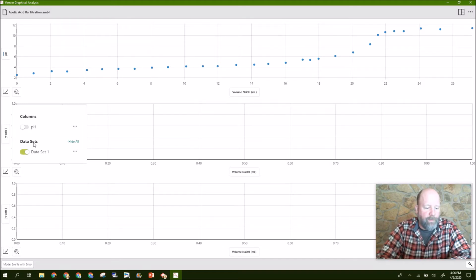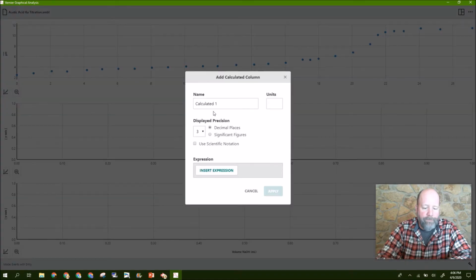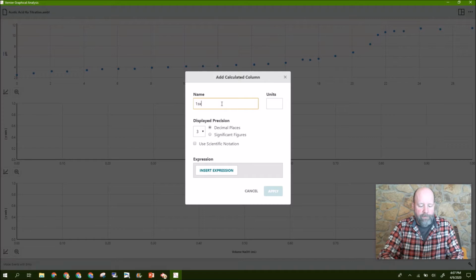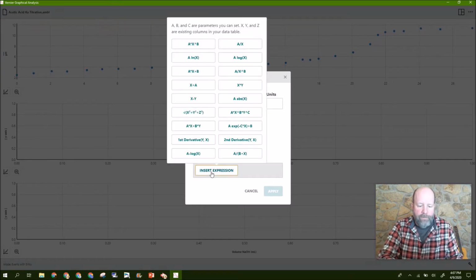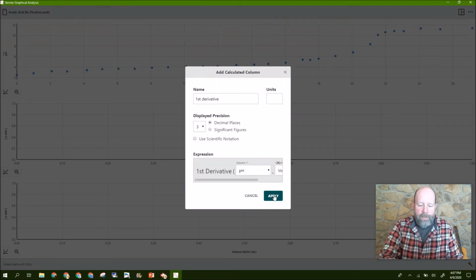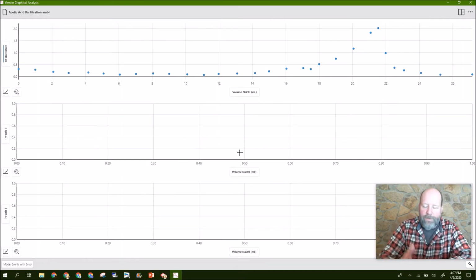So I want data set 1. So I clicked on this y-axis button here, and I don't want pH. I want a new column. So I'm going to add a calculated column, and I'm going to call it first derivative. And I'm going to insert the expression, and it's got this built in, so I just choose first derivative, and I apply that. Now, I don't know why this happens. I specifically told it this second graph, but it put it on the first graph.